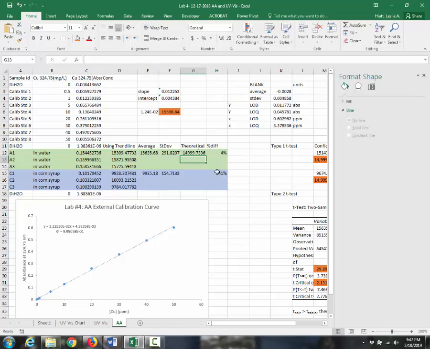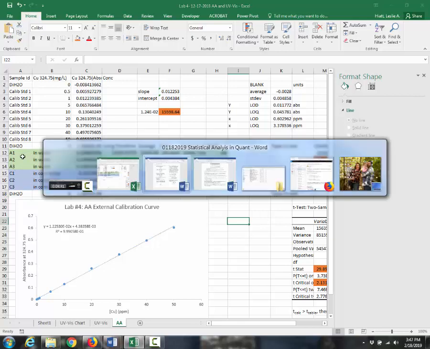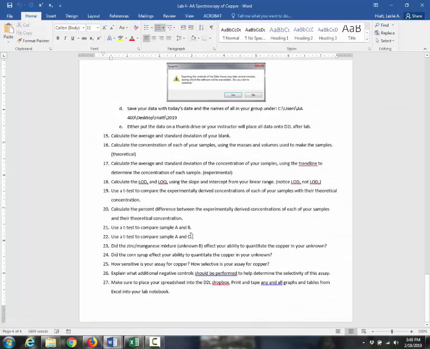So 4% versus 41% is what I calculated for in water versus in corn syrup. Now I'm just showing you one of them, so I'm just comparing A and C. You will be comparing A and B, and you'll also be comparing the C with your A as well. And so all of that is explained right here.